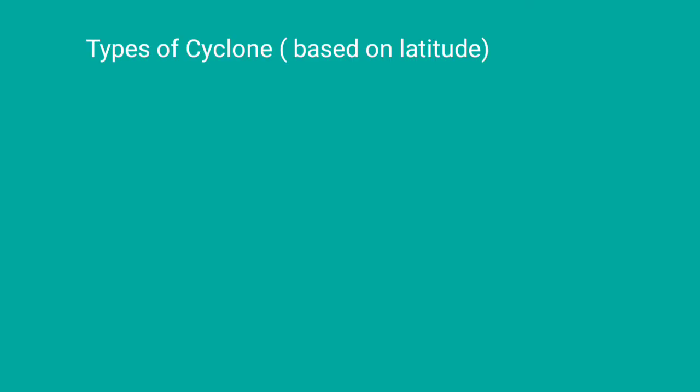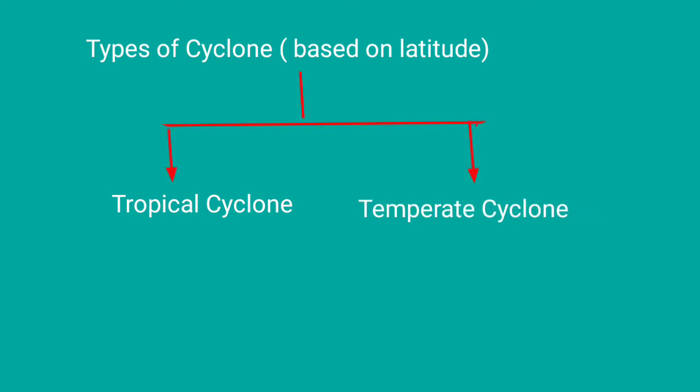Now we'll see the types of cyclone, which are classified based on latitude. There are two types: tropical cyclone and temperate cyclone. The tropical cyclone develops in the tropics, that is from 10° to 35° north and south latitude, whereas temperate cyclone develops within 60 to 65° north and south latitudes. These cyclones play a very important role in changing the weather pattern throughout the world.